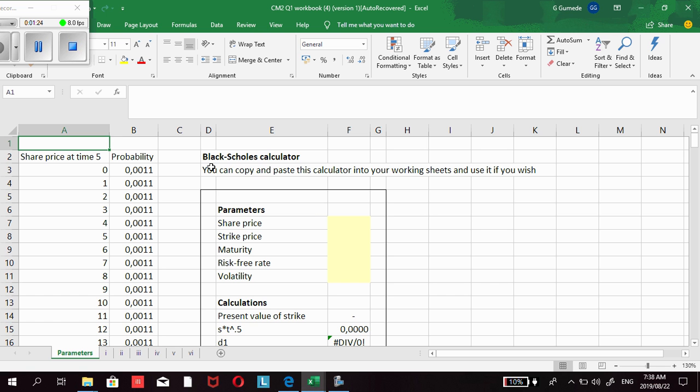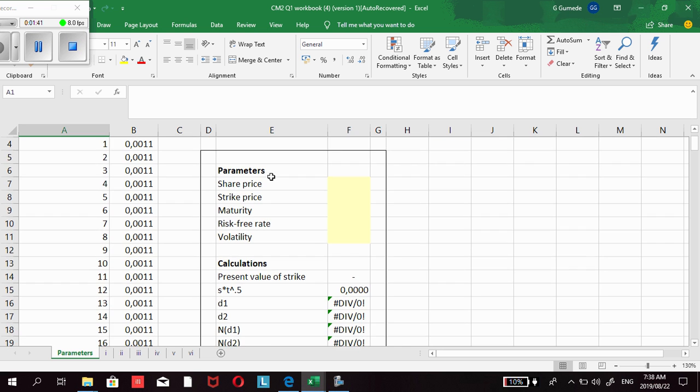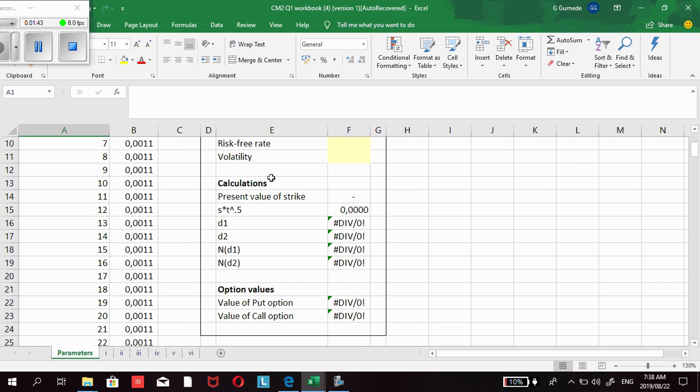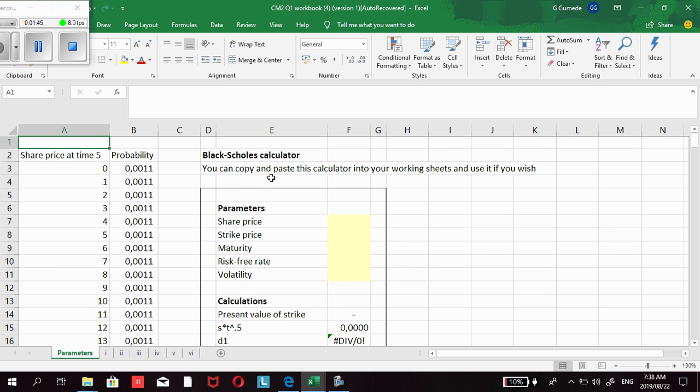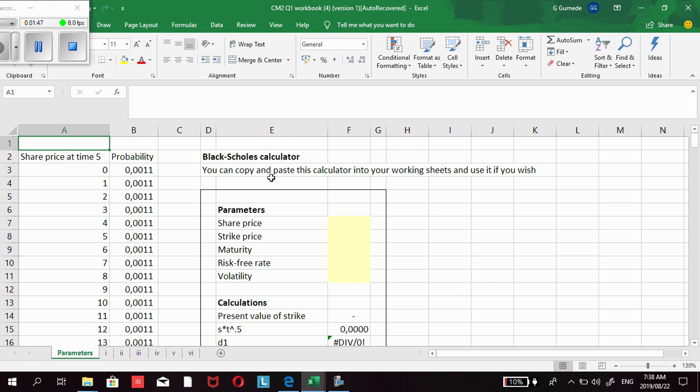Now, there is the Black-Scholes calculator here. I want to warn you with this calculator because they usually give you this calculator. They're saying you may copy and paste this calculator into your working sheet and use it if you wish. When this calculator is given in your exam, they usually give it. They gave it in the exemplar paper. They gave it in the April paper.